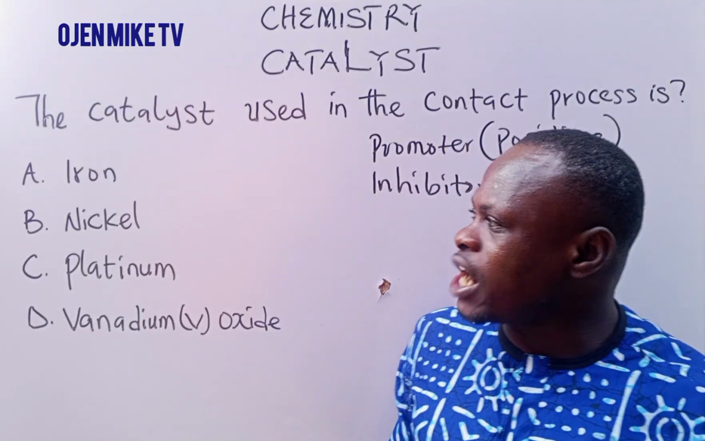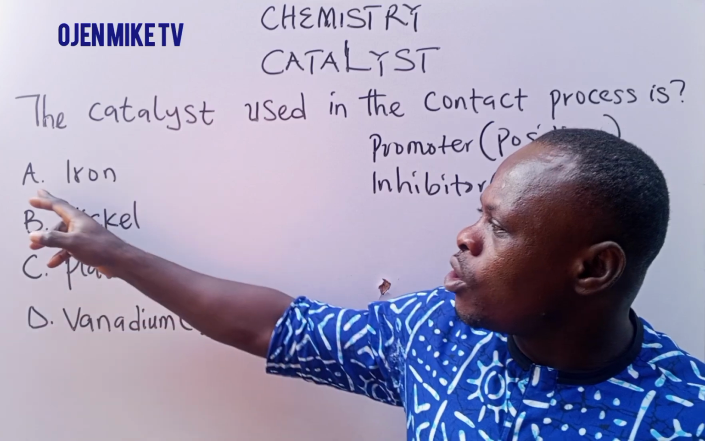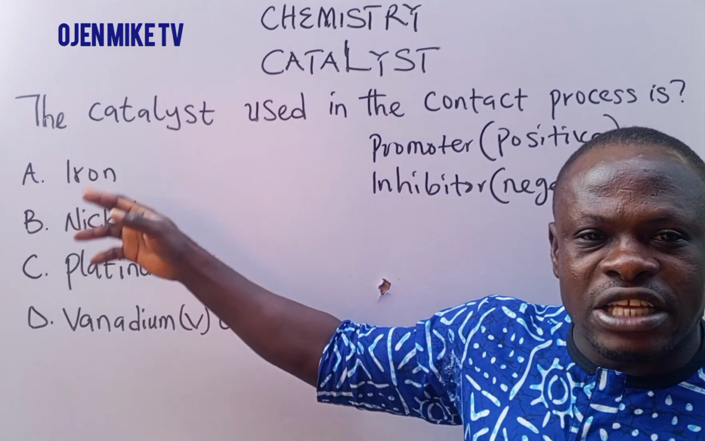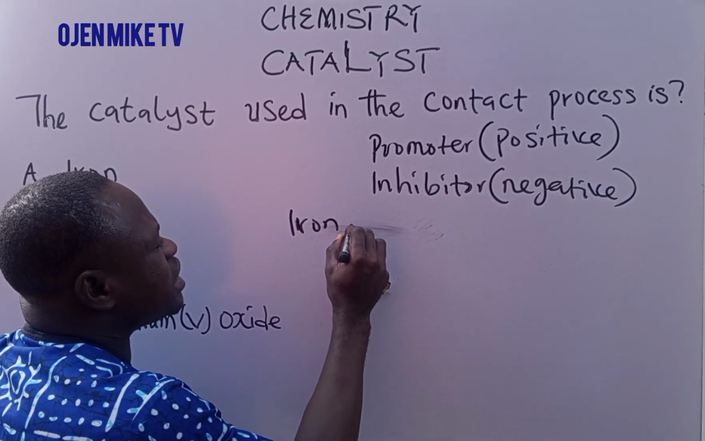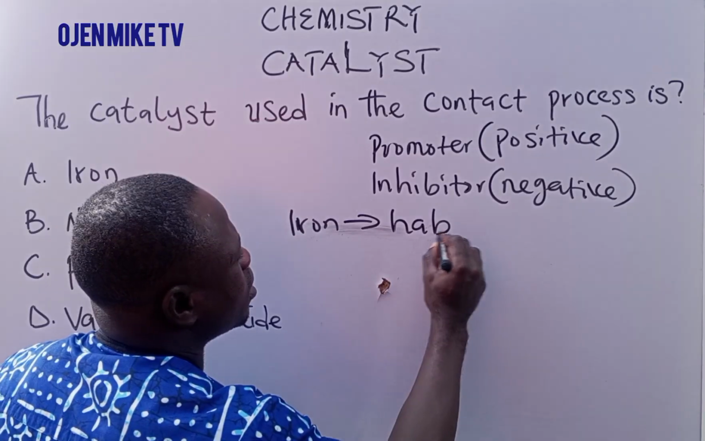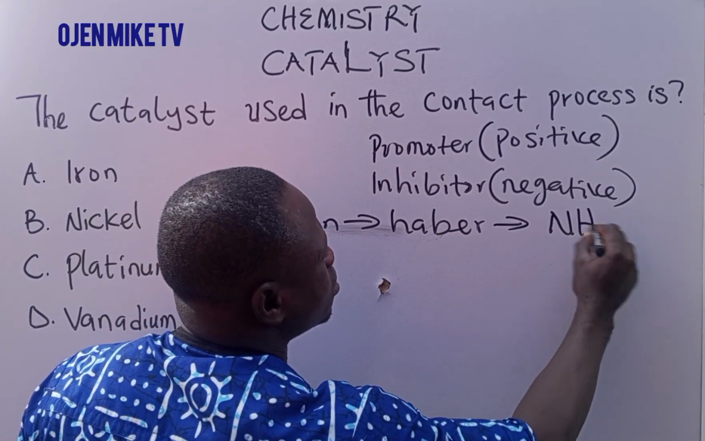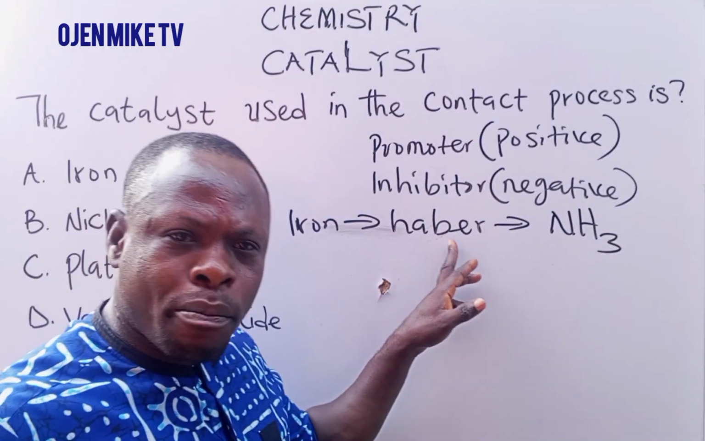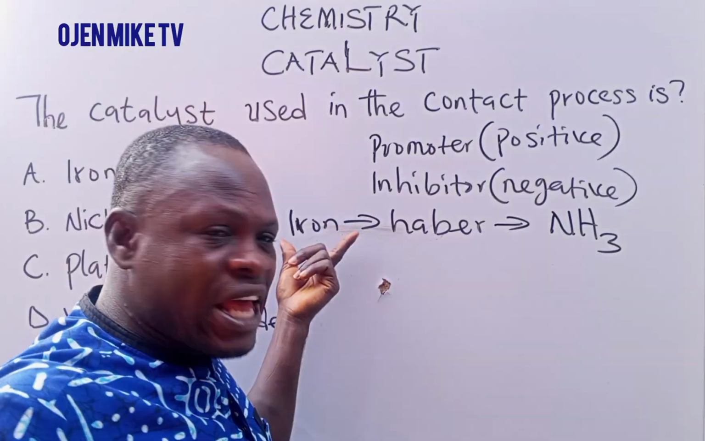Now, in industrial processes, going back to our question, we now have iron. Iron is a catalyst. Finely divided iron is a catalyst used in the Haber process. Haber process is the production of what? Ammonia. The catalyst used in the Haber process is finely divided iron.